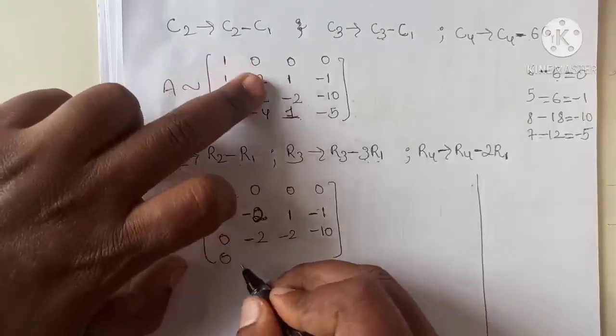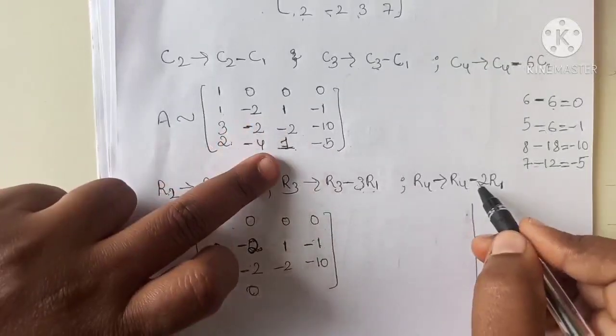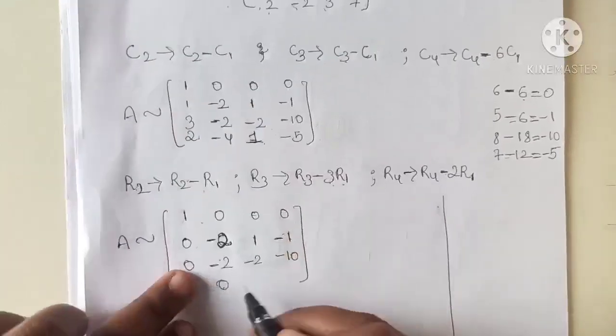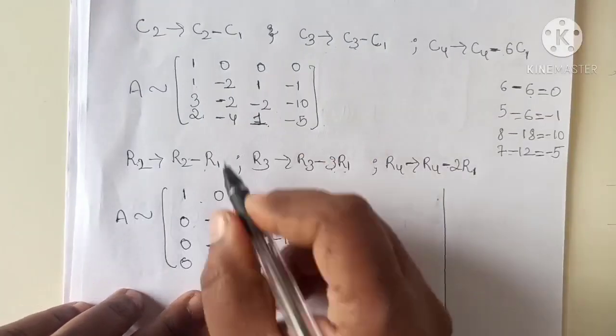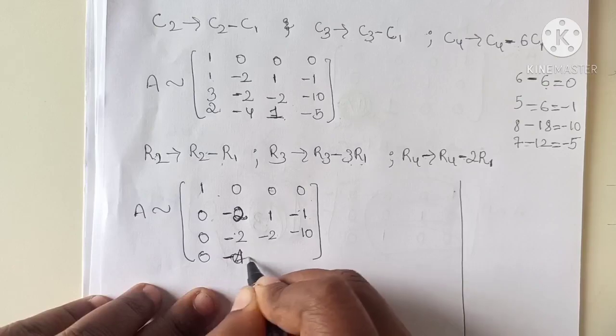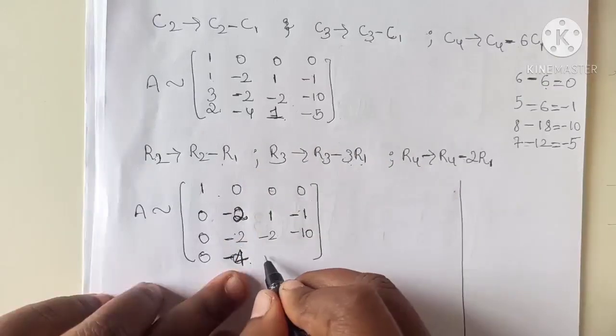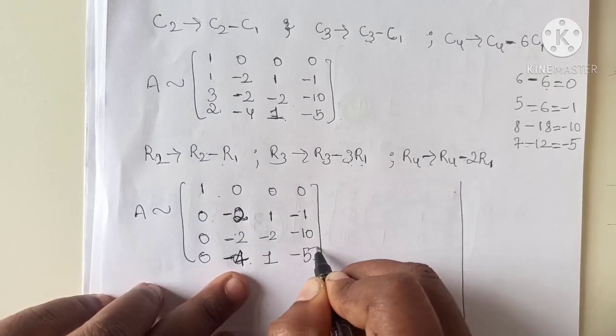Minus 4 minus 0 equals minus 4. Sorry, this is not 0, it is minus 4. Plus 1, minus 5 as it is.